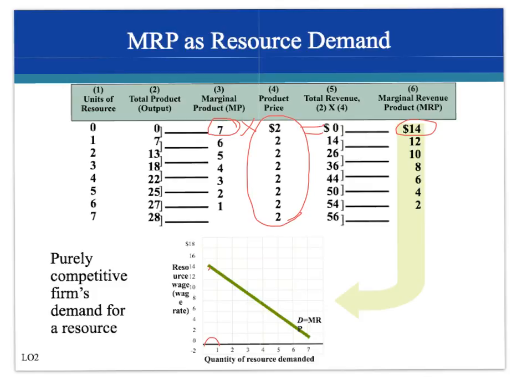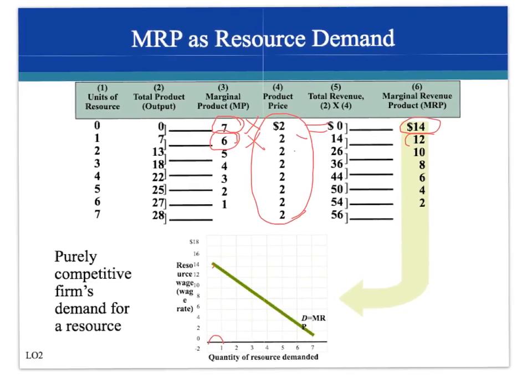Okay. Going from 1 to 2, this 2 units of labor produce 13 units of output, but the difference, the marginal product, is 6, so the second unit of labor added an additional 6 units to total product. Their marginal revenue product is 12. So going from 1 to 2, the marginal revenue product is 12.